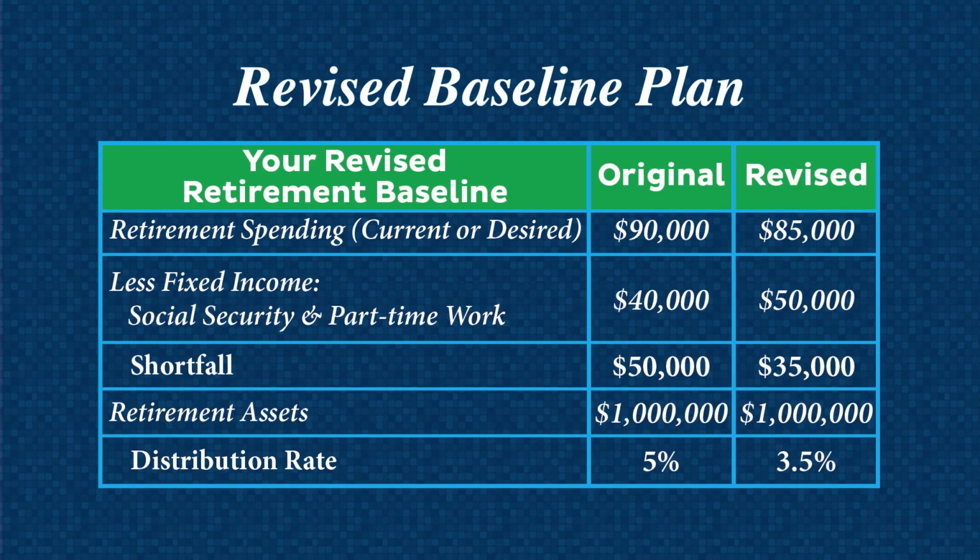So if you look at our first example, we've revised it a little bit. Maybe spending is reduced just a little bit, maybe about $5,000. So now we're spending $85,000, and we were able either to delay Social Security to get more income, or work part-time, or maybe a combination. So now we have more fixed income. Now the shortfall is $35,000, and now our distribution rate is 3.5%. Again, it's no guarantee, but this is a much more likely scenario to succeed in almost all types of markets and almost all types of situations. Yeah, without question, it's looking at what tweaks you have to make, and then making sure that you're tweaking with it.